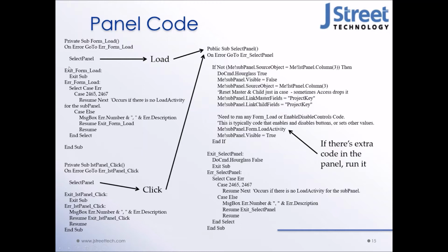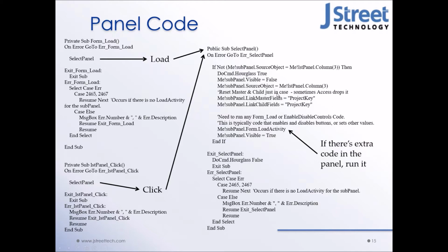So I wanted to show how it works. When you load the form, all we do is run select panel. And when you click on a panel in that list box on the left, then we also run select panel. And then here's the bottom line of what the code does. I only wanted to point a couple of things out here. One is that we turn the panel off while we're swapping so that it's smoother, so we turn the visibility of it off. We change the hourglass so that we can see that it's working in case it takes a little time.